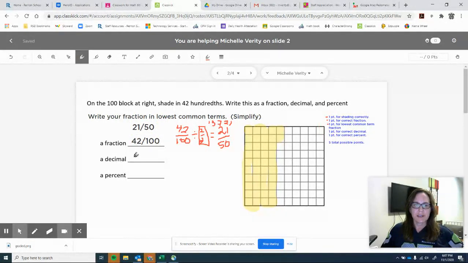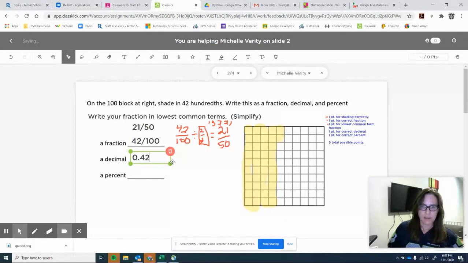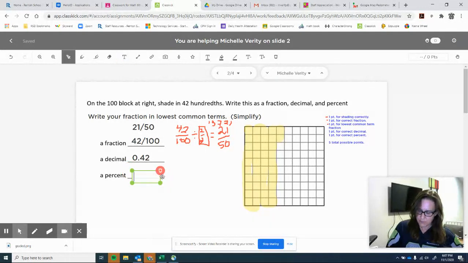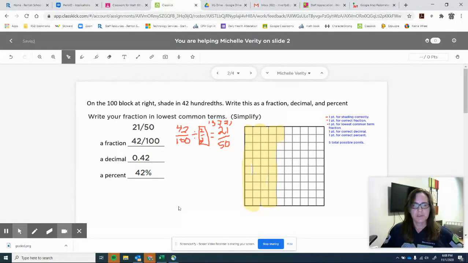1 point for the correct decimal. So the correct decimal in this case, how we write 42 hundredths, is like that. And then as a percent, we write it as 42, and then we use the percent symbol. I'm going to bring that up just a little bit. There we go. So to get full points on this slide, it would look like this. All right, so that's the first one.